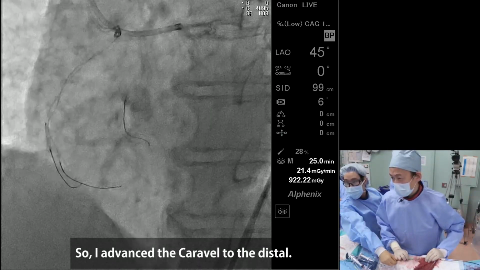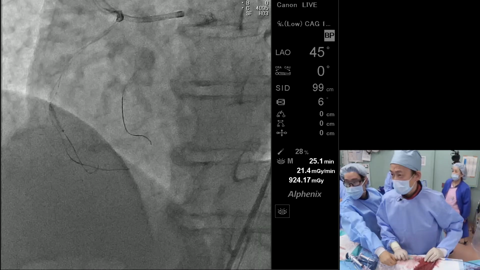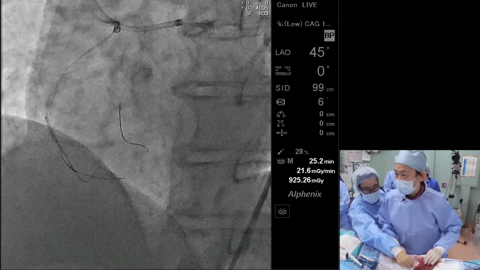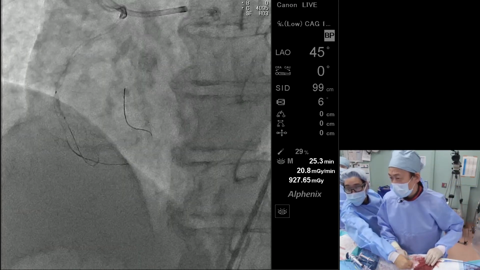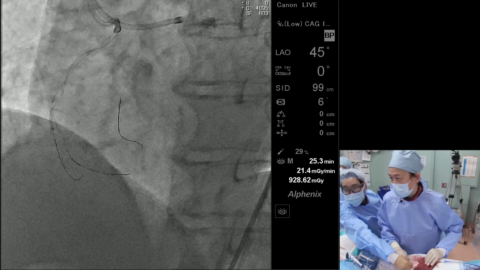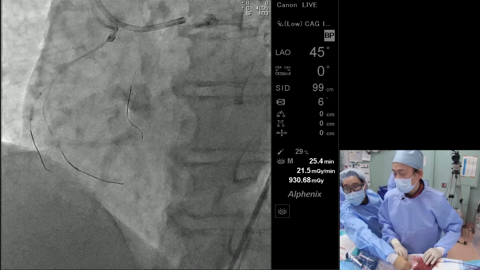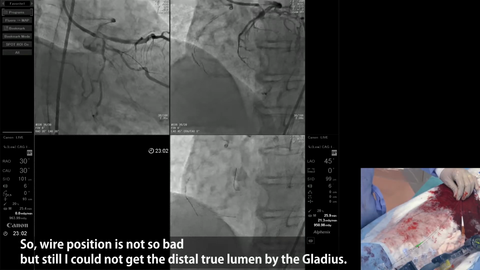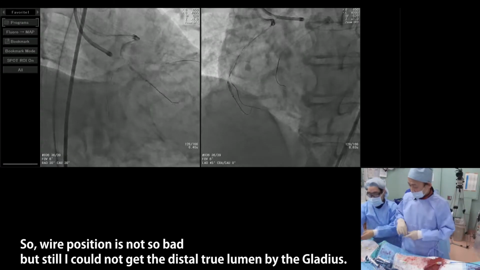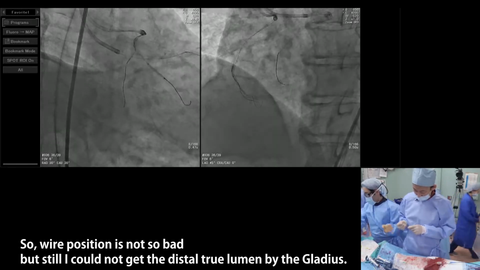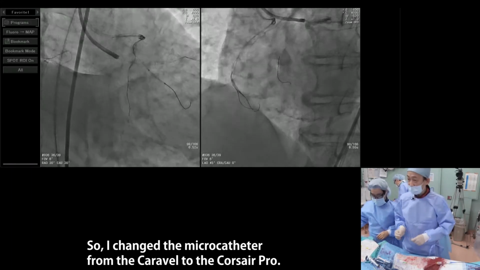So I advanced the Caravel to the distal. Please pull a bit more. It won't go here. Okay, okay. So the wire position is not so bad, but still I could not get the distal true lumen by the Gladius. So I changed the microcatheter from the Caravel to the Corsair Pro.